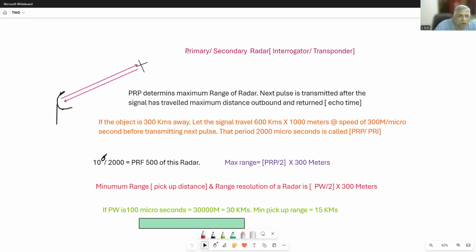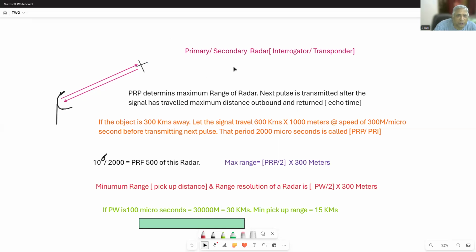There are two types of radars, primary and secondary radar. In the primary radar, the signal is transmitted and the reflected signal is received by the same aerial. During this period, when the signal travels out and in to a maximum distance, the radar is switched off. Transmission is off. And this up and down period is called pulse recurrence period. The higher the PRP, the longer is the pickup range of the radar.